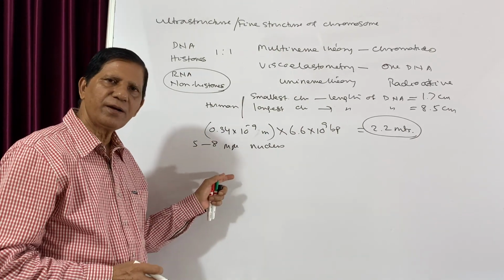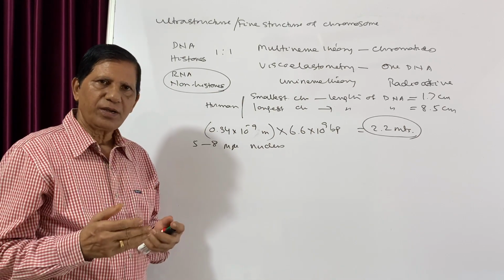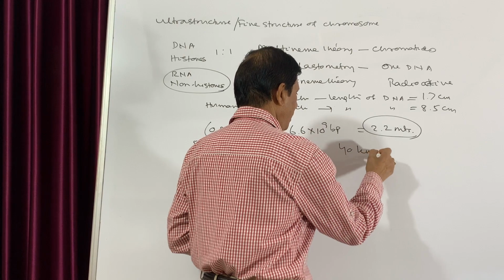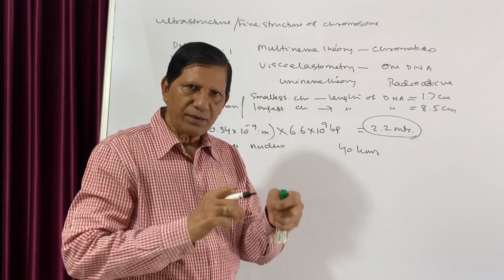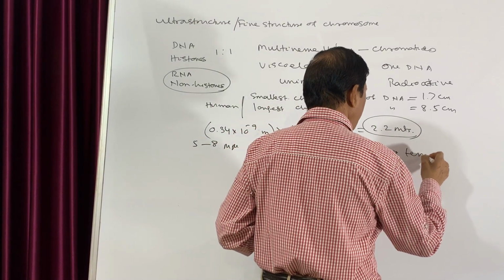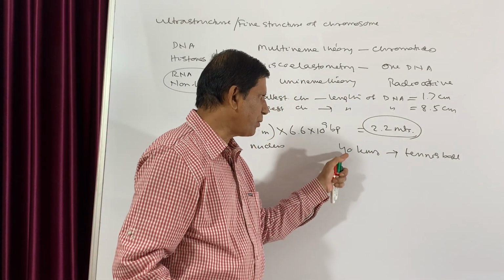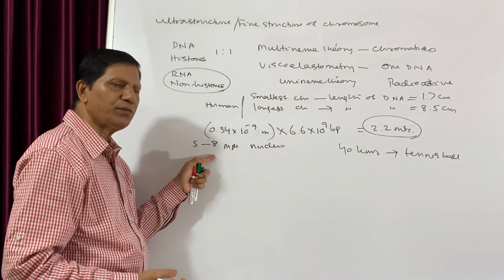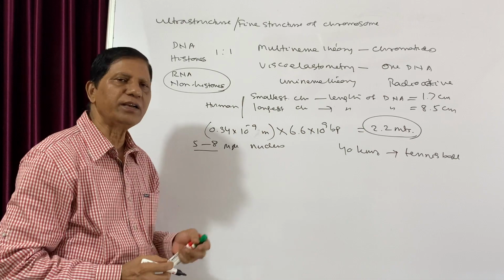If we compare it, we can give an example of how it looks. If there is a very fine thread of 40 kilometers, and this 40 kilometer fine thread is folded to give rise to the size of a tennis ball, in the same manner 2.2 meters of DNA are present within this 5 to 8 micrometer nucleus.